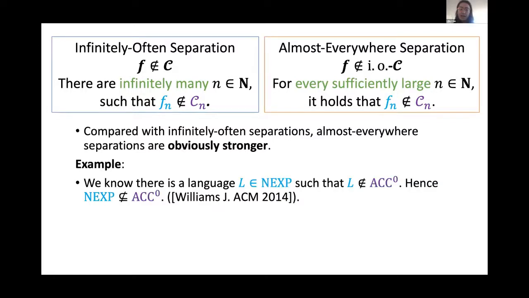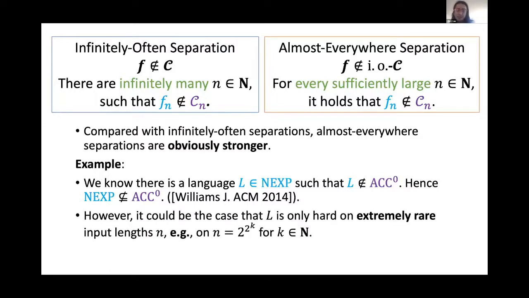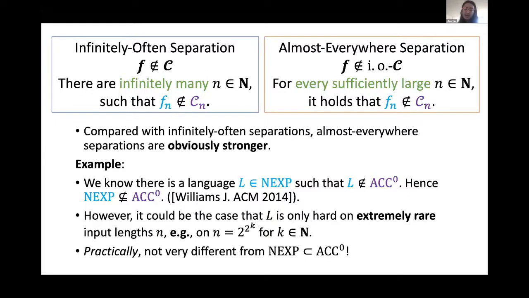For example, we can look at the famous result by Williams saying that there's a language L in NEXP such that L is not in AC0. This implies NEXP is not in AC0. However, this is only an infinitely often separation. So it could be the case that L is only hard on extremely rare input lengths. For example, L could be hard only when n is a power of a power of 2, while L is easy on other inputs. So practically in this case, it seems not very different from L being easy.